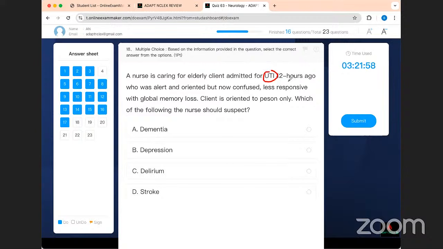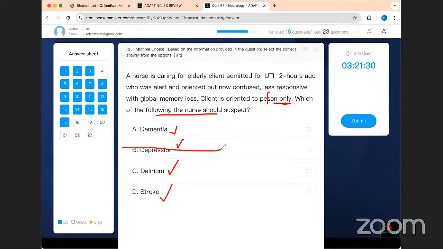Patient has UTI 12 hours ago. Alert and oriented. All of a sudden, confused, less responsive, and global memory loss. There's a memory loss problem. Patient is oriented to person only, right? Which of the following should the nurse expect? Is it dementia, depression, delirium, or stroke?